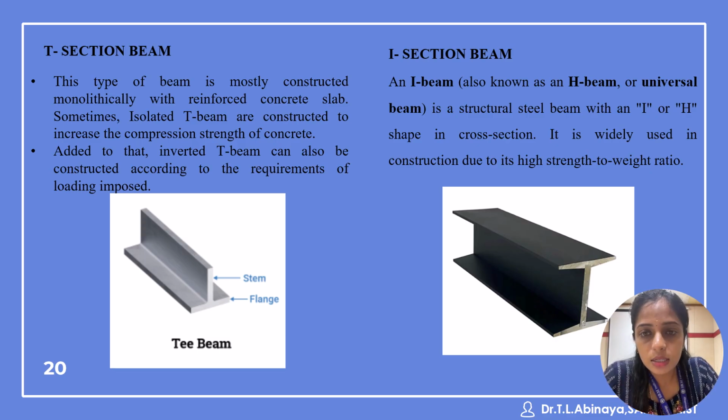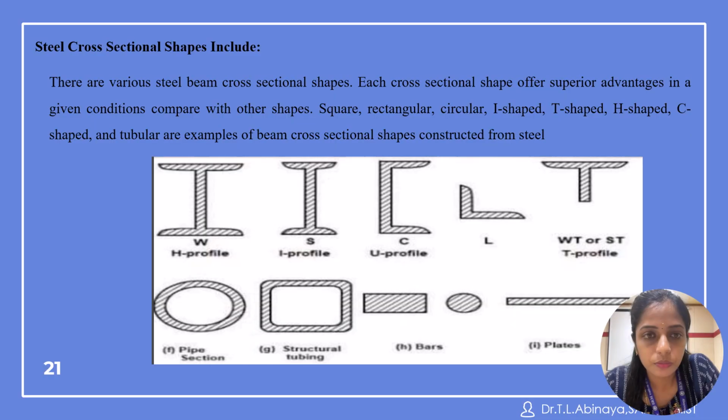When you take an I section, an I beam is a structural steel beam with an I or H shape in the cross section, which is widely used in construction due to its higher strength to weight ratio. These are the steel cross section shapes included. There are various steel beam cross section shapes available, and the cross section shape offers superior advantages in a given condition compared to the other shapes.